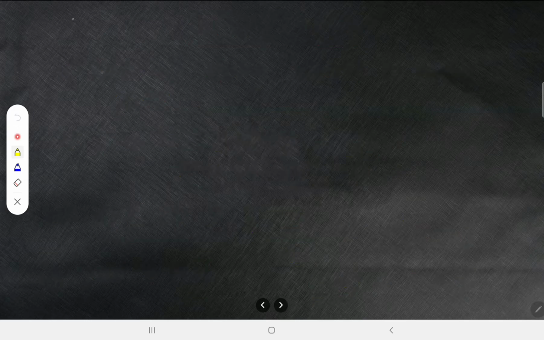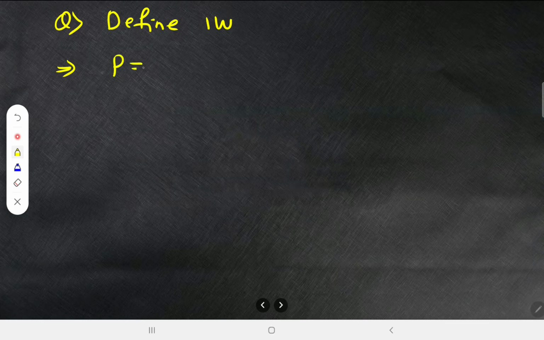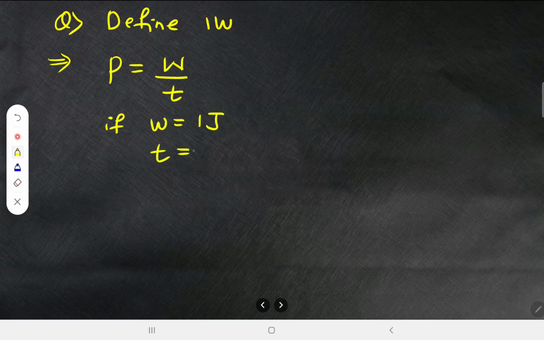Now look at this. 1 watt, they may ask you what is the definition of 1 watt? Define 1 watt. Okay, so as I told, 1 watt is equal to, what is that? Power is equal to, you can write the answer like this. For this power is equal to, what is the formula? Work done divided by time taken. If work done is equal to 1 joule and time taken is equal to 1 second, then power is going to be 1 divided by 1 joule per second. So that is going to be power is equal to 1 watt.